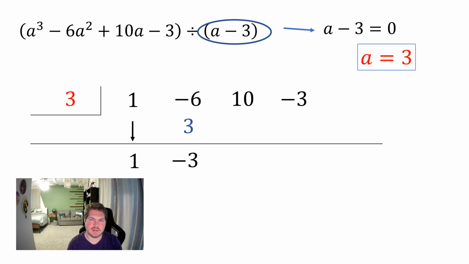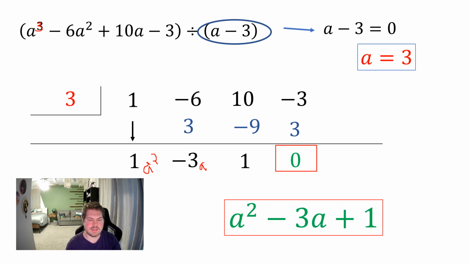Multiply, so 3 times negative 3 is negative 9. Add, we get 1. Multiply, so 3 times 1 is 3. And add, we have a nice remainder of 0. In the future, that is muy bueno. That is, like, we love to see that. And then we started with a to the third degree. This will start with a to the second, and then a, and then our constant. So our final answer is a squared minus 3a plus 1.